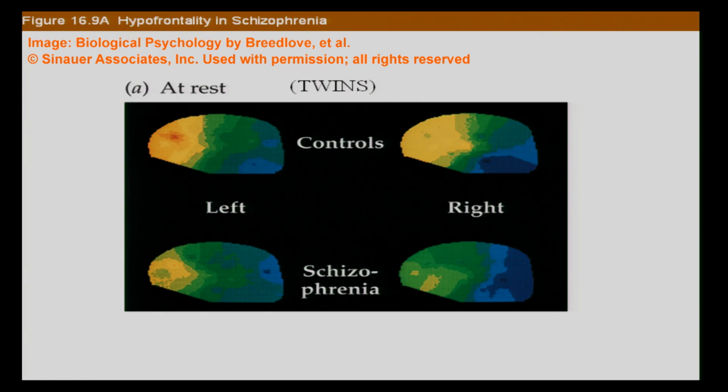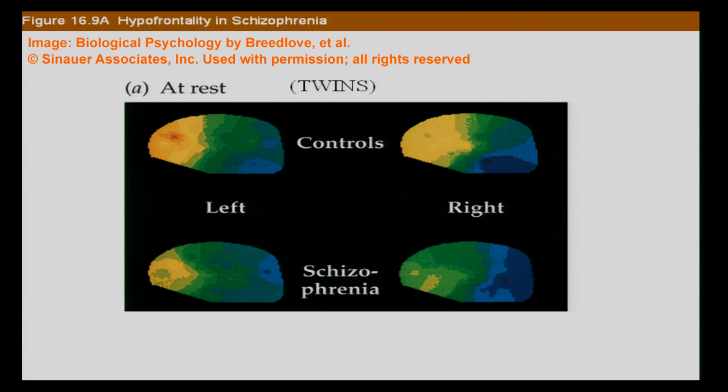And so here are studies of twins that are discordant for schizophrenia. That means one twin has the disease and the other one does not. The control does not have the disease. Schizophrenia obviously has the disease. On the left is the frontal lobe. These are PET studies. PET stands for positron emission tomography, and it is a measure of activation in the brain. So we're looking at the frontal lobe on this side, and here's the occipital lobe back here.